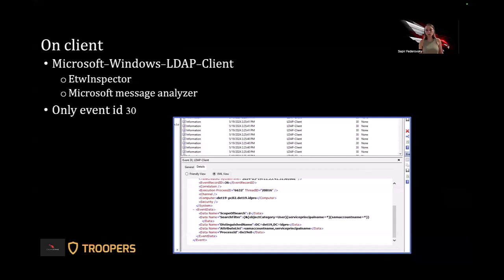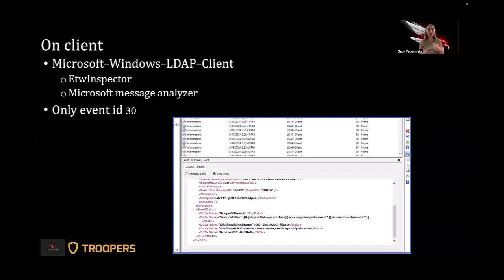Now let's talk about ETW. We have two ways to use ETW. The first one is on the client. This is the Microsoft Windows LDAP Client ETW provider. When you look at it, I use two tools: ETW Inspector, which is a great new tool to understand ETW providers better, and I also use the Microsoft Message Analyzer.